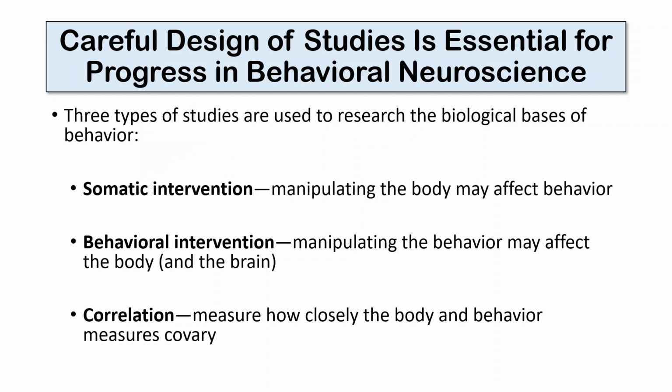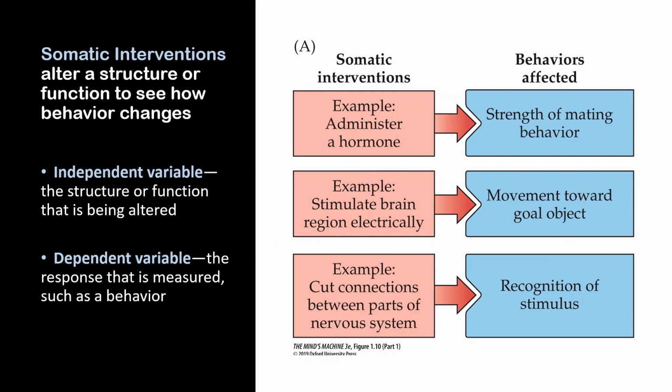Biological psychologists use three general approaches to study brain and behavior: somatic interventions, behavioral interventions, and correlational studies. I will describe each of these in turn.